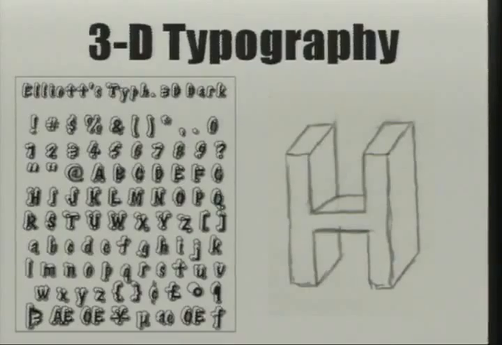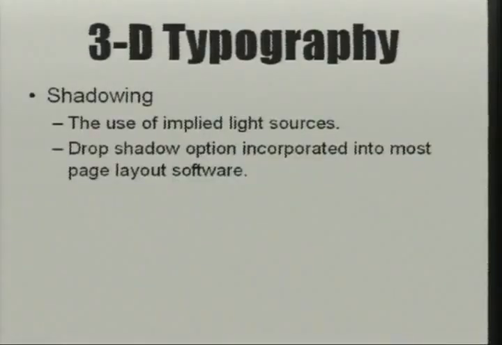Examples: it's going to be hard to see the one on the left, but that's a typeface that is extruded. The H that I drew the other day on the right there, that's sort of what I'm talking about. A lot of times the extrusion of a letter form will go back a lot farther than this, but it sort of gives the idea of a 3D letter form, something you wouldn't normally see reading a magazine or something like that.